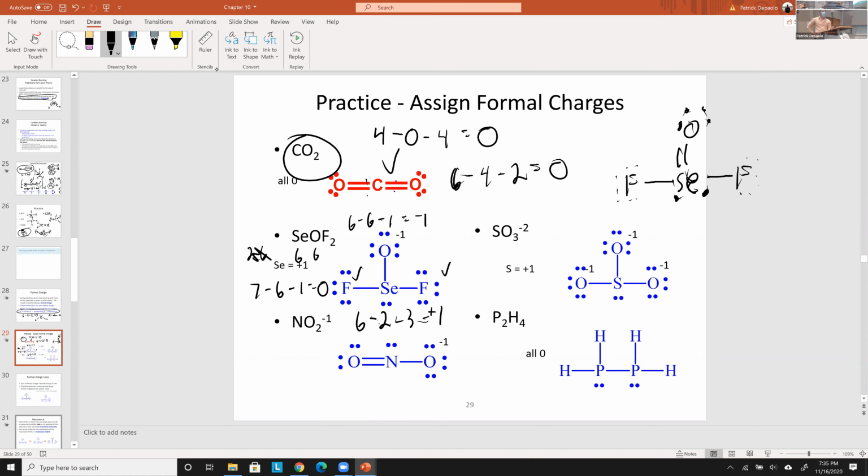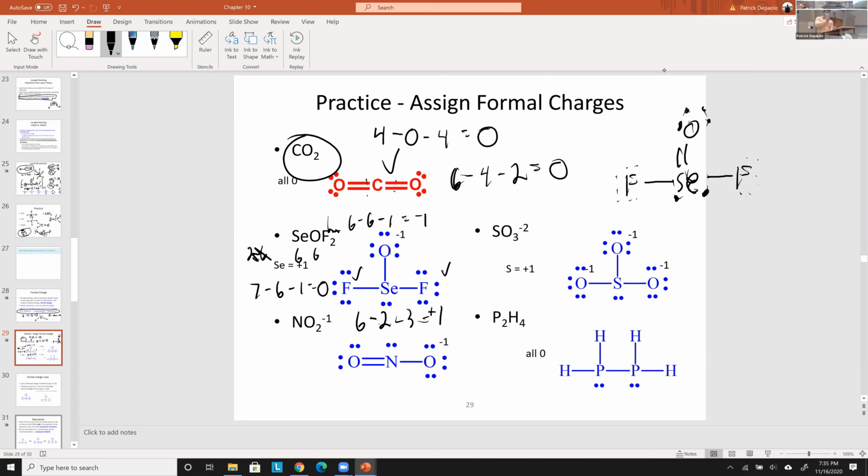Wait, what? They added an electron? Yeah, they added an electron. I think they made a mistake here. It should be minus. But regardless, let's say you did it without a charge, whatever. Let's say you just did it.